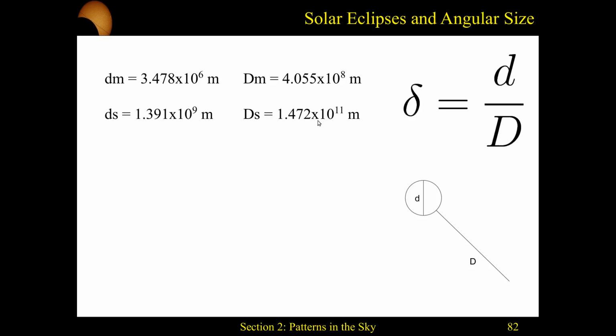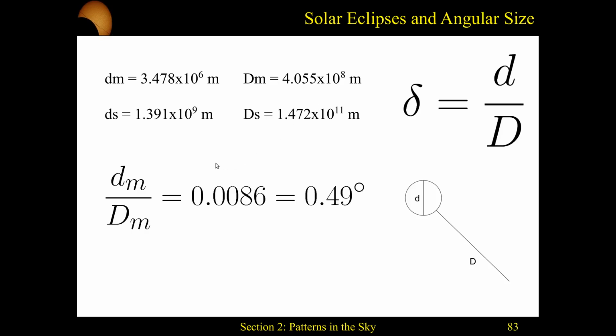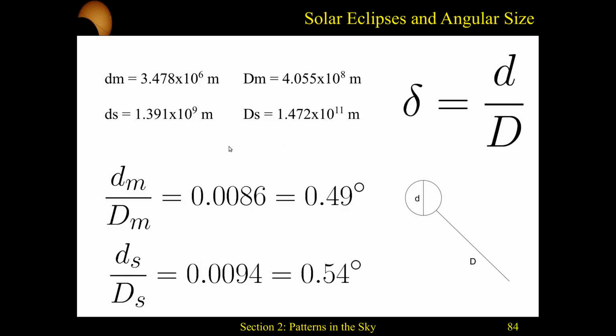So let's calculate the angular size of the moon and the sun from here on Earth. The moon's angular size is 0.0086 radians. Converting that into degrees, I know most of us are a bit more comfortable with that, you'll find that the moon's angular size is 0.49 degrees. The sun comes out to 0.0094 radians, or 0.54 degrees.